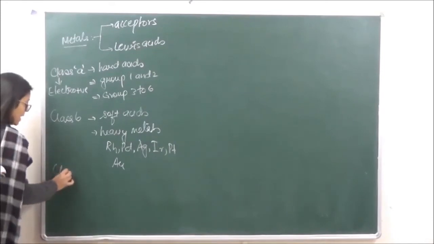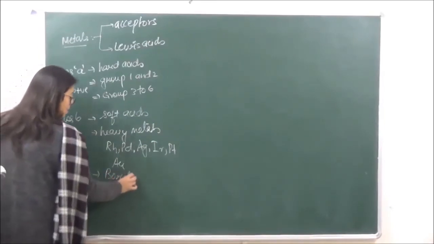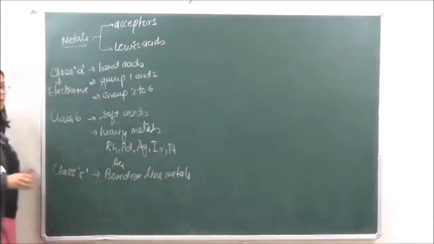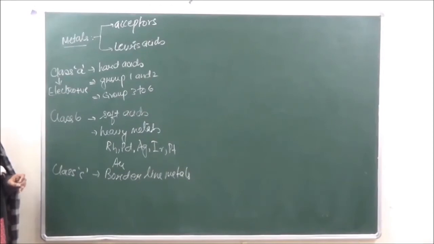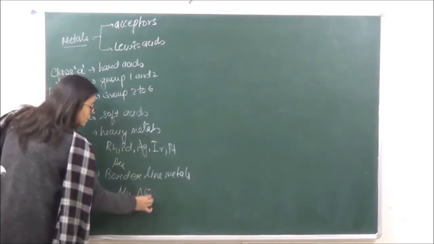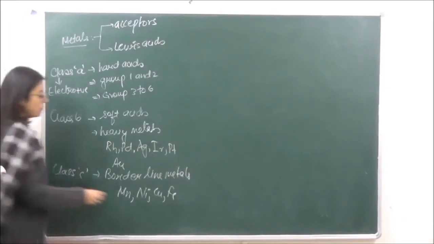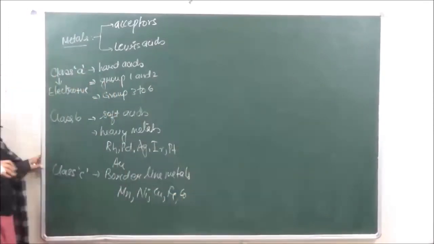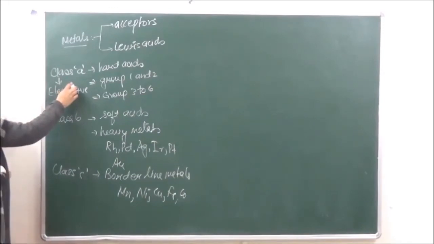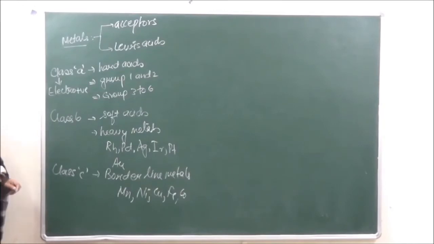Then we have class C. Class C are borderline metals. Okay, they have certain characteristics of metals. For example, we have manganese, nickel, copper, iron, and even cobalt. They are the borderline metals. Okay? So class A are going to form the most stable compounds, then class B, and then the class C ones. So this is what stability is.